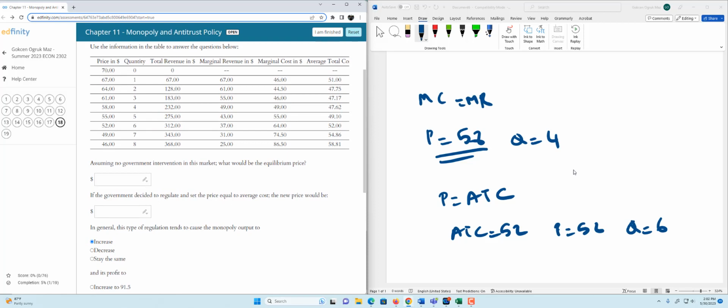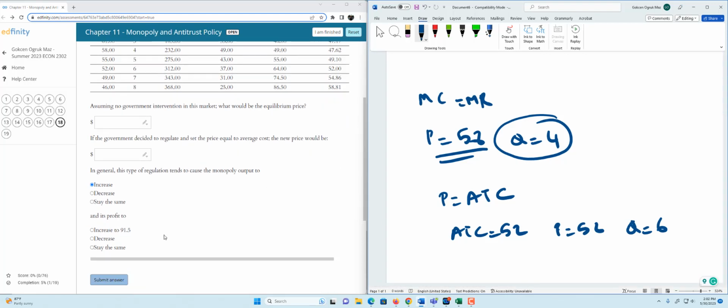The reason is because in the monopoly case, the profit maximizing quantity is 4. By producing additional units, you're not producing the maximum profit. Therefore, the profit is going to decrease.